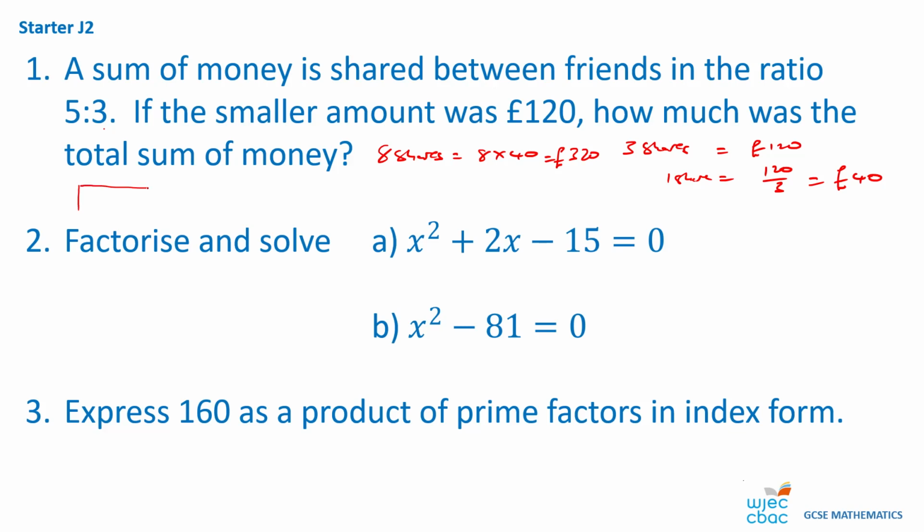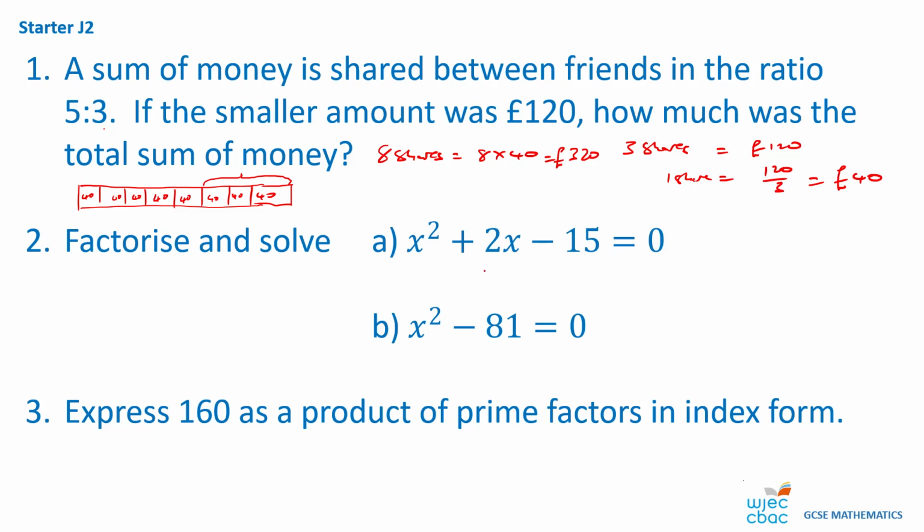Another way is using the bar method, and if we break it up like so, let's see if we can get 8 shares in here. 1, 2, 3, 4, 5, 6, 7, 8. That means if we have 3 shares equal to £120, each one is 40. Since we know each share is 40, we can fill all the boxes up, and 40 times 8 is 320.